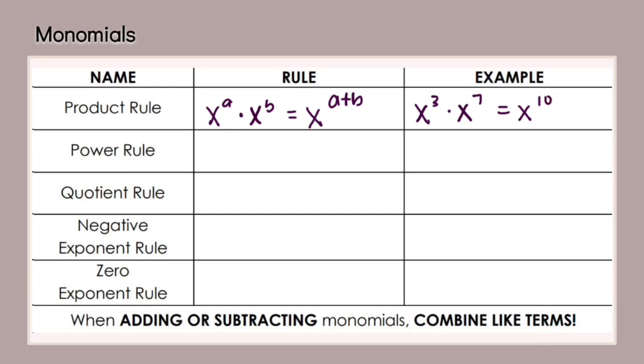The power rule is for when we raise an exponent to another exponent. So if we had x to the a power raised to the b power, that would be x to the ab power. So we multiply those exponents. With numbers, we could have something like y to the 6th squared, and that would give us y to the 12th.